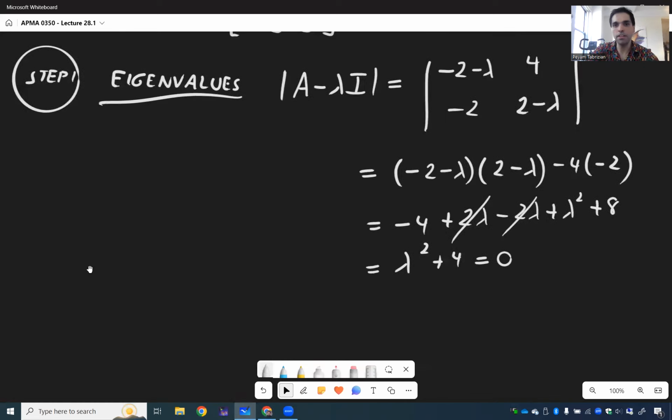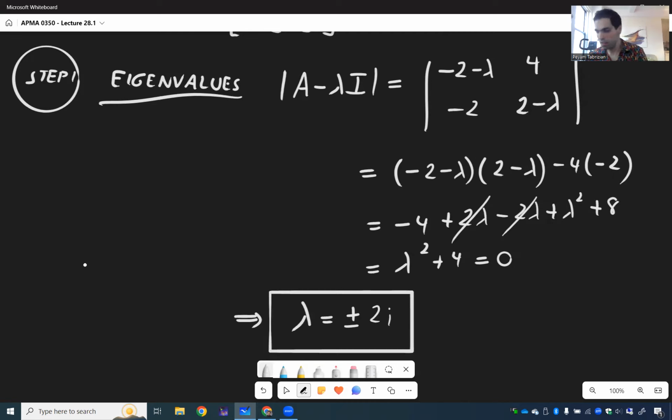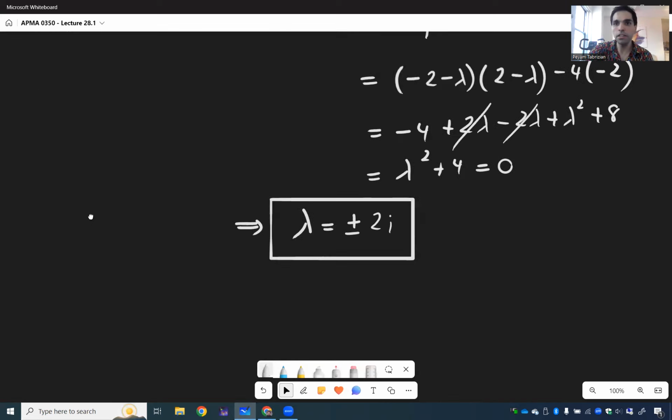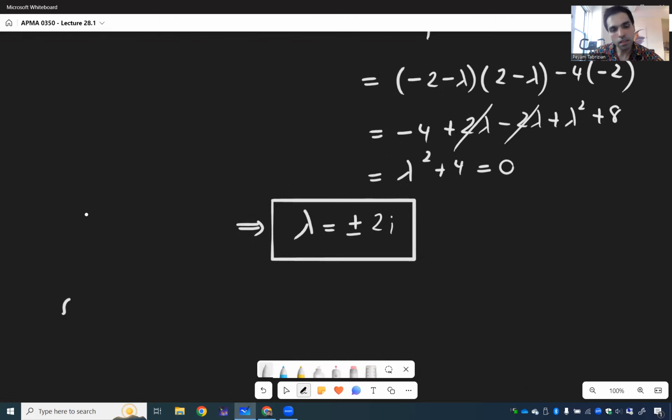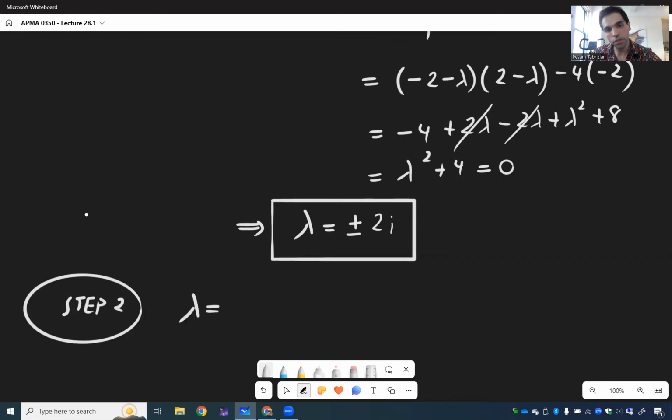And essentially lambda becomes plus or minus 2i. Now the trick here is that it turns out you only need one eigenvalue. So pick whichever one you like. Let's say 2i. I'll explain later why. So step 2, let's do lambda equals 2i. Again, you can pick lambda equals -2i. Either choice is fine.